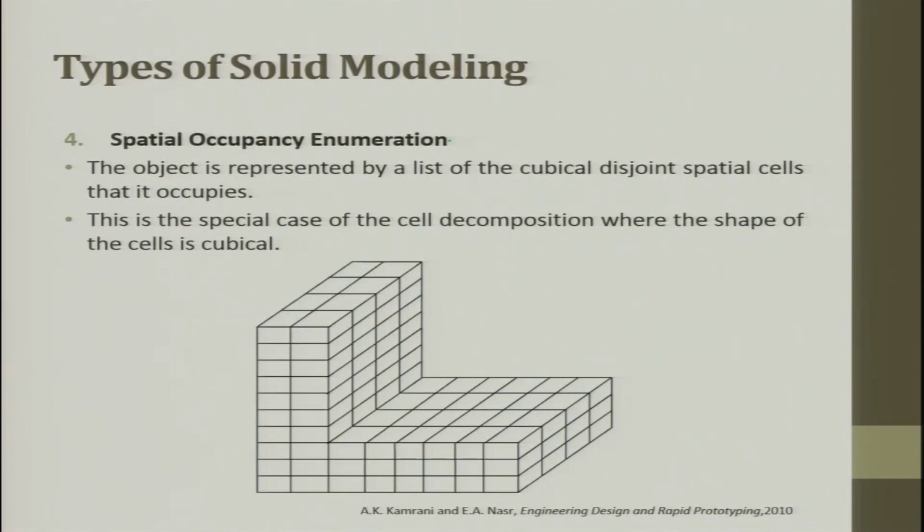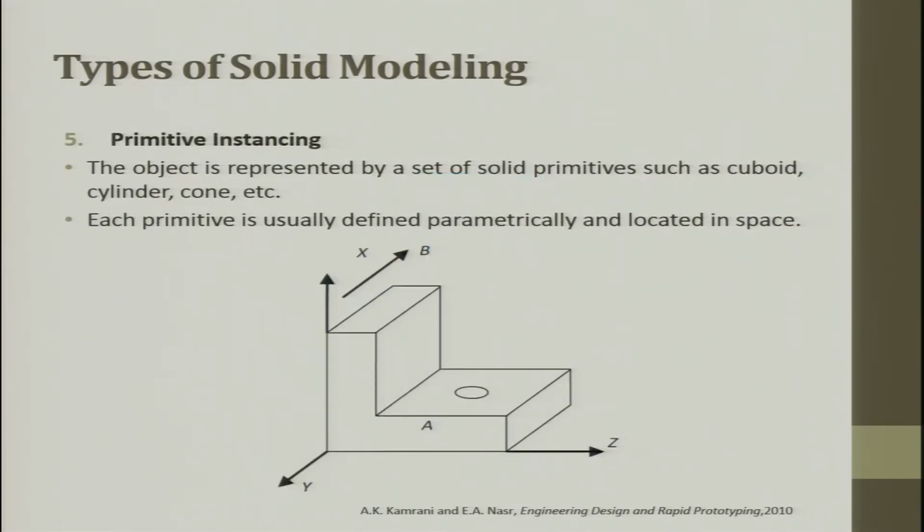Spatial occupancy enumeration. The object is represented by a list of cubical disjoint spaces. This is a disjoint space. This is a special case of the previous one, cell decomposition, where the shape of the cell is cuboidal. You can also have any other shape. So, this way of representing a solid is spatial occupancy.